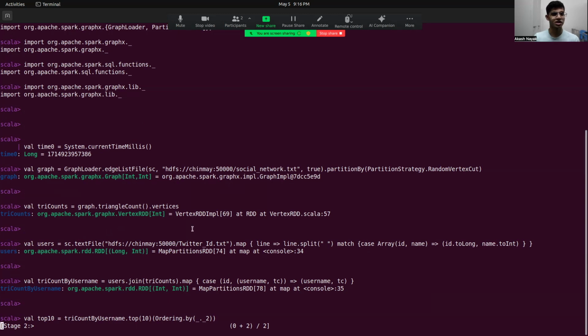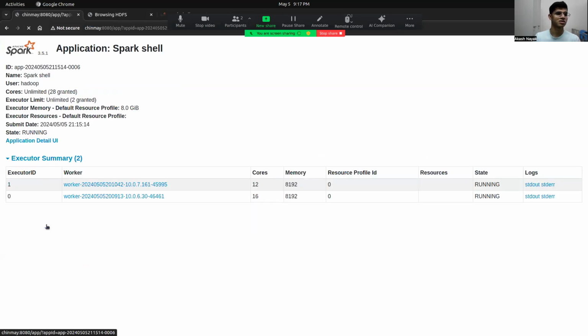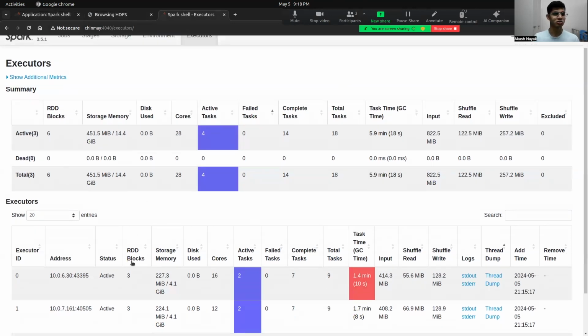And then we are joining the triangle counts, which we had calculated by the triangle count object, with the users. So here you can see the running applications. You can see two workers, two nodes, which are working. So here you can see that two nodes are active. You can see the number of cores and active tasks. So let's go back to our shell.